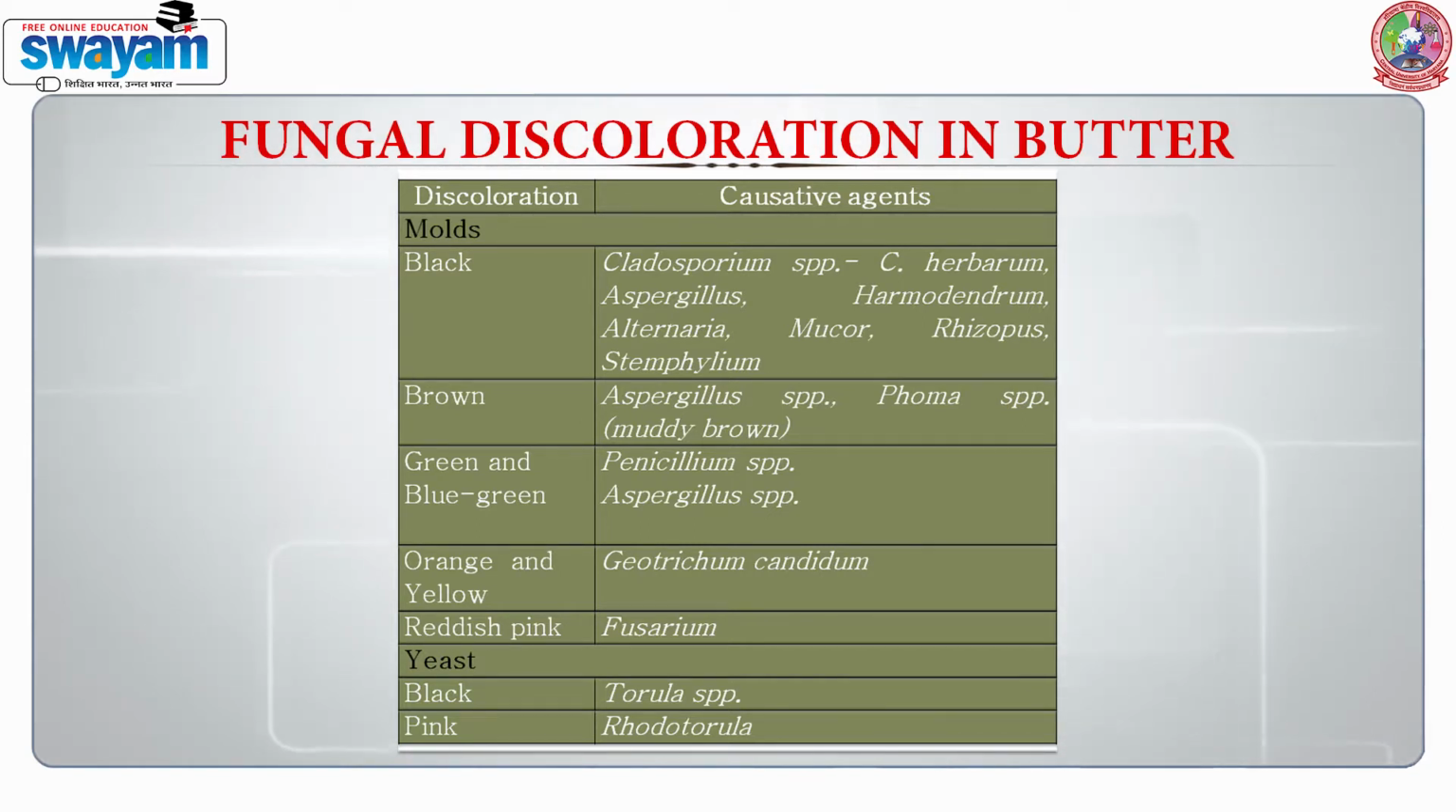Sometimes we also see green and blue-green color on the butter surface, which is due to the growth of Penicillium and Aspergillus. Sometimes orange and yellow, which is due to Geotrichum candidum, and sometimes we can't even miss these reddish pink spots on the butter, which are due to Fusarium. Certain yeast species also have been implicated with discoloration. For example, black results due to the growth of Torula species, whereas the pink discoloration takes place due to the Rhodotorula species.